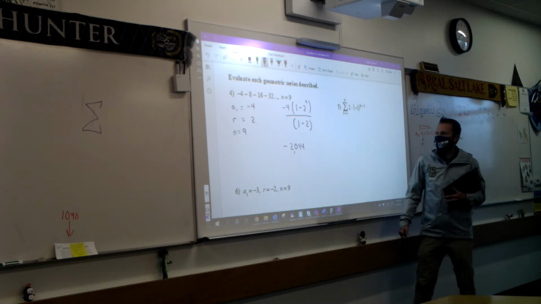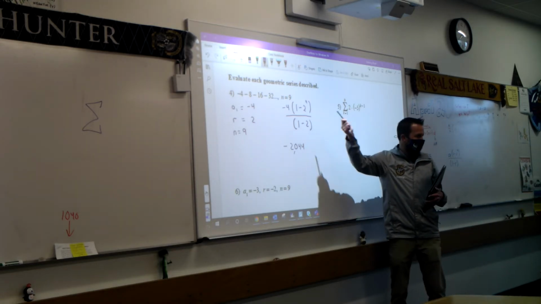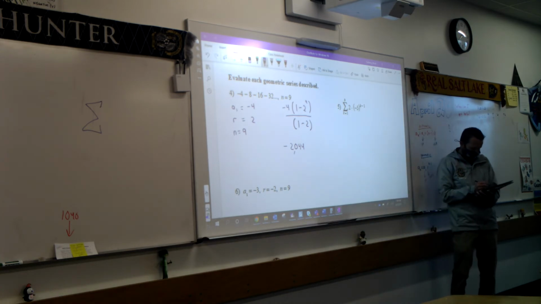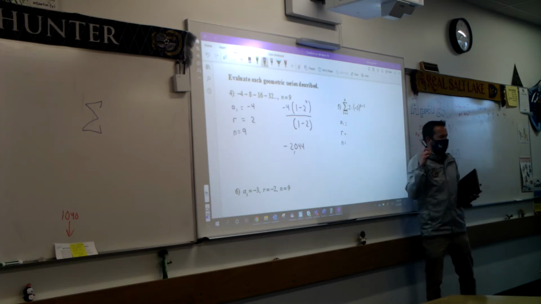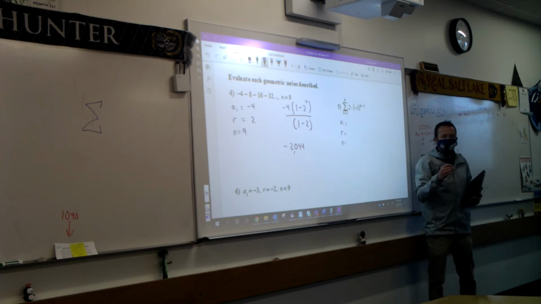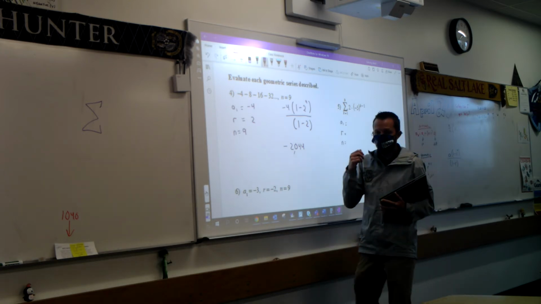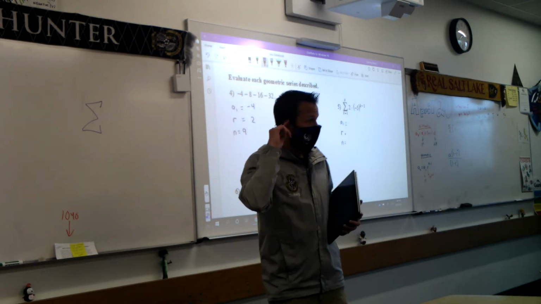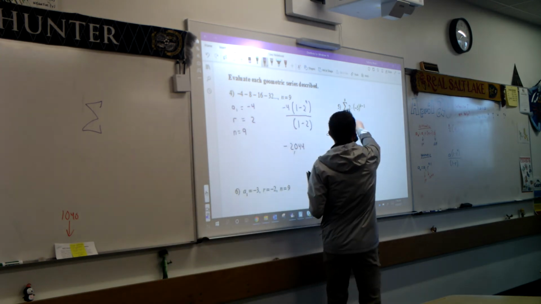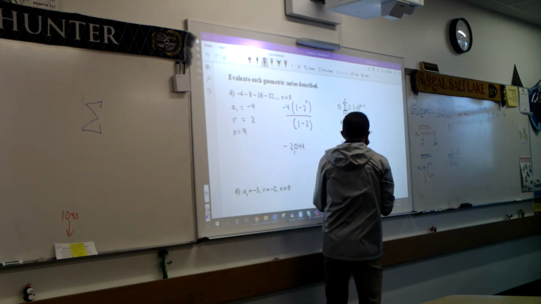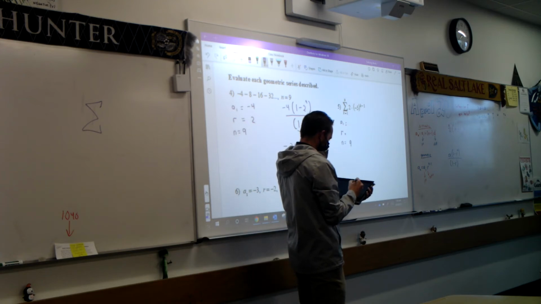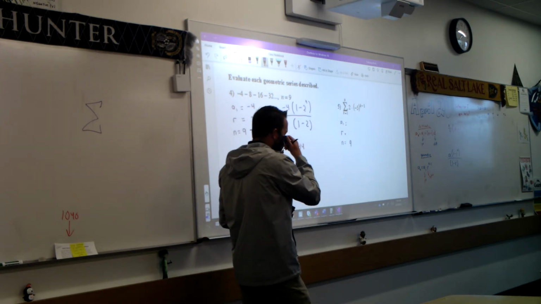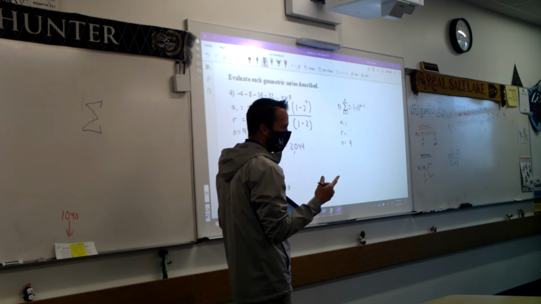Could we use this formula? Sure. When I look at this formula, I just need to know what is my first term, what is my common ratio, and what is the number of terms. I use n, they use k here. Does that matter? What is the number of terms? How many? We're starting at 1, and then we're ending at 9, so what is n? 9, okay?